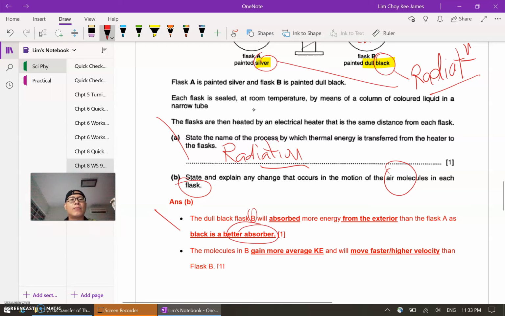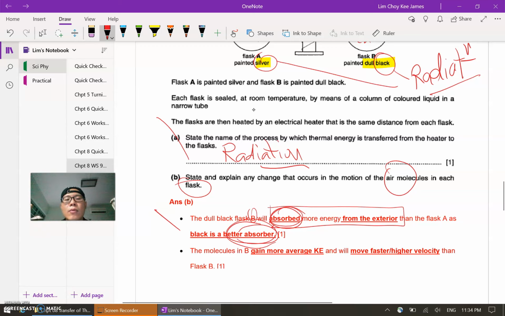Same as before, one surface is silver, one surface is dull, so there's a difference in color. Which means black is the better absorber. One of the keywords we're looking out for is that you have to state that B will absorb more energy from the exterior. Remember, the key phrase we're looking out for is absorb. Because we already mentioned that black is a good absorber, the phrasing is always stating the context: black or white is a good or bad absorber.